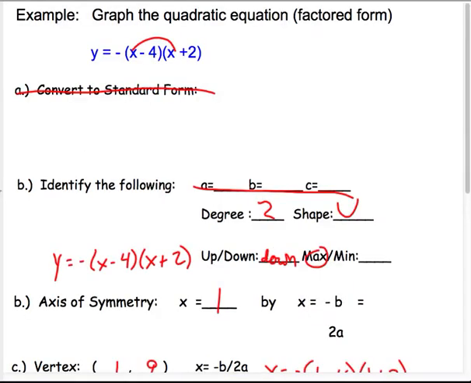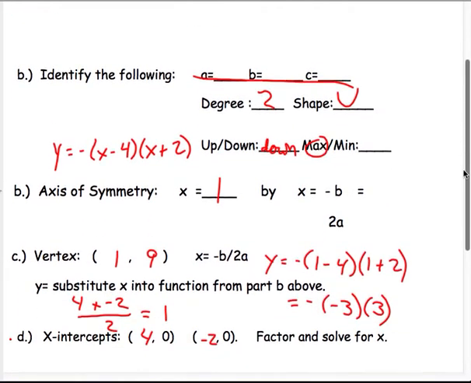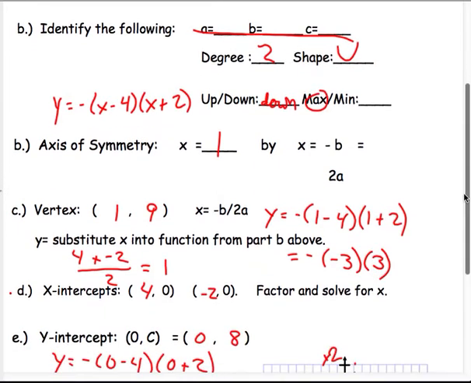Second example was a parabola in factored form. So I kind of worked backwards on this one. I started at D, finding the x-intercepts. So this was in factored form. We had the x minus 4, so the first x-intercept was positive 4. And then we had x plus 2, so the second one was negative 2, again the opposite.